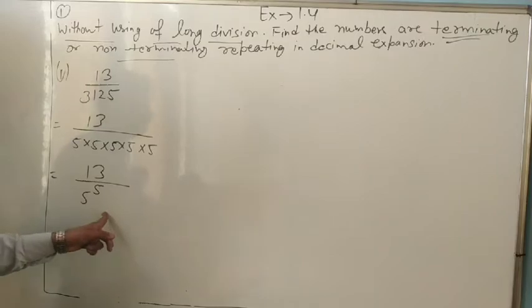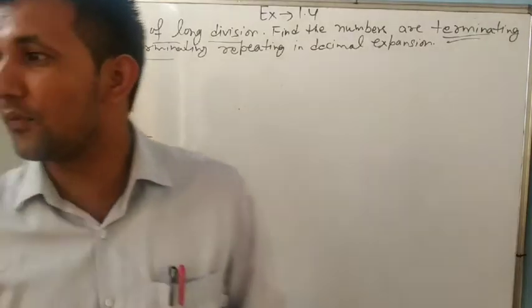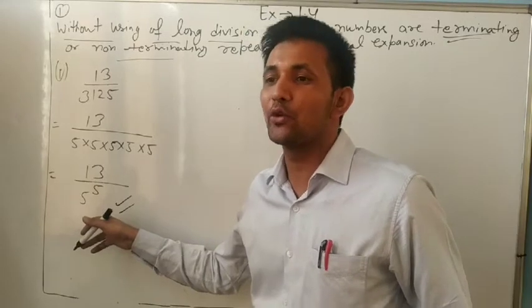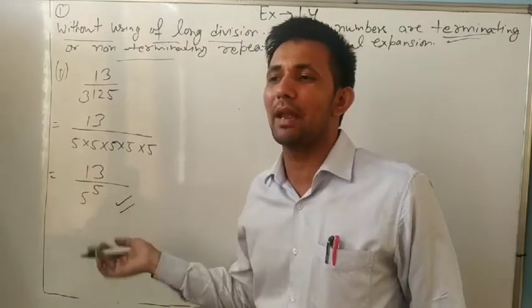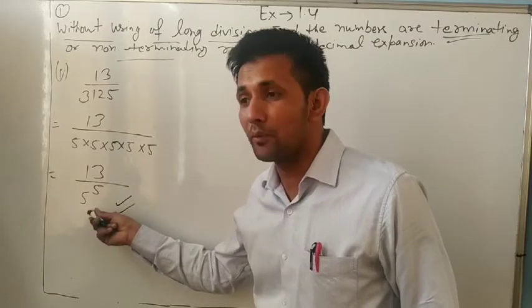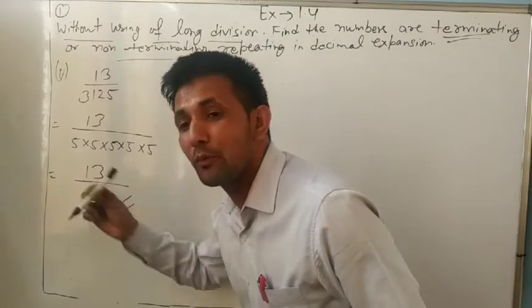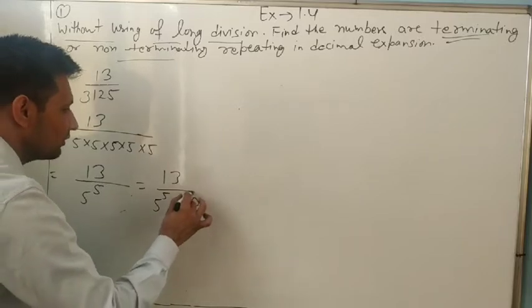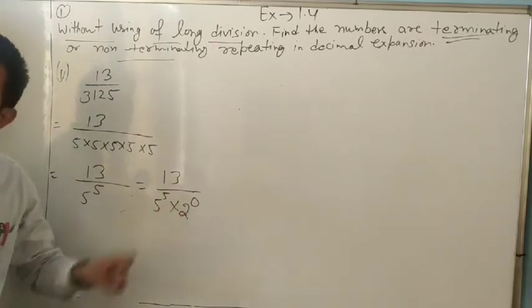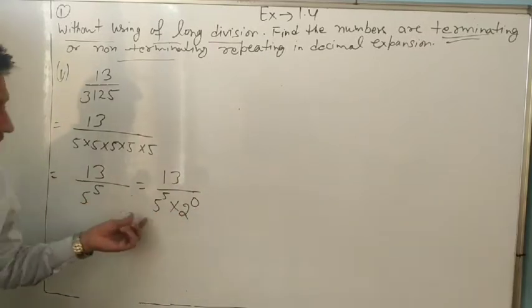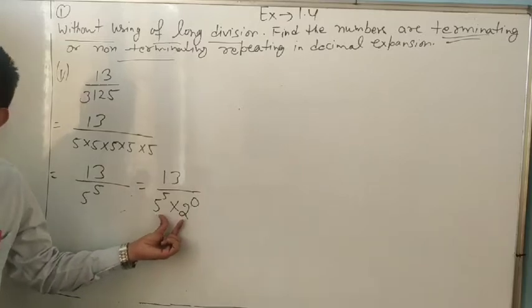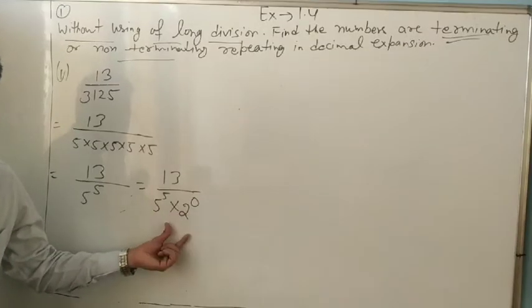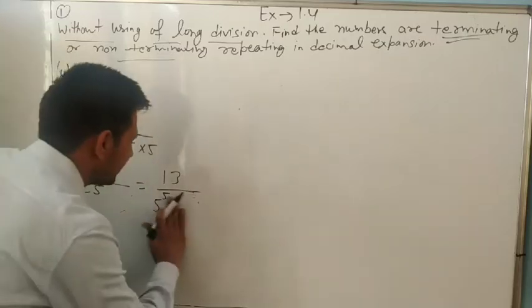So we observe that the denominator is of the form 2 to the power n or 5 to the power m, or both. So is it of the form 2 and 5 or not? Yes, it is also of the form of 2. You can write, why not? Can you write 13 divided by 5 to the power 5 into 2 to the power 0? 2 to the power 0 means 1, and 1 into any number is the same number. So it means this number is of the form of 2 and 5. Otherwise, no need to write it if you don't want to.